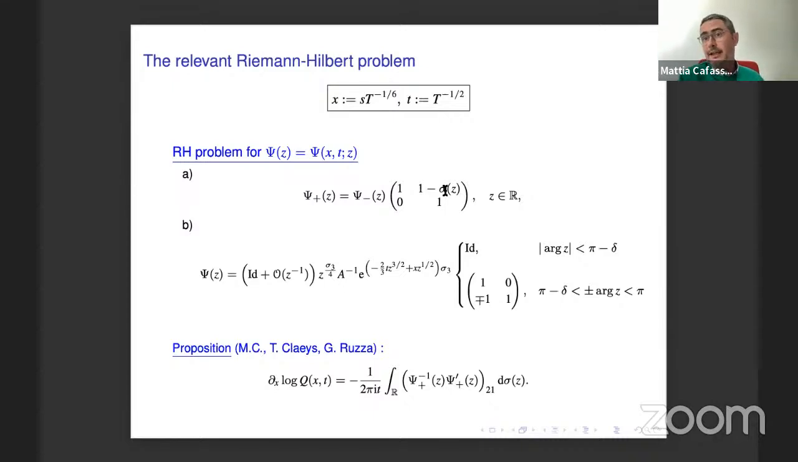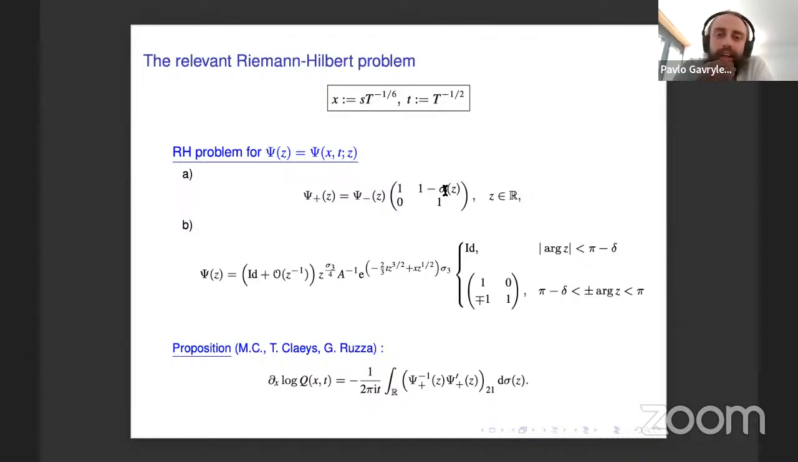And this has been studied by Tom Claeys and Antoine Doeraene. So in a way, this 2x2 setting really gives the two theories together. Okay, thank you.